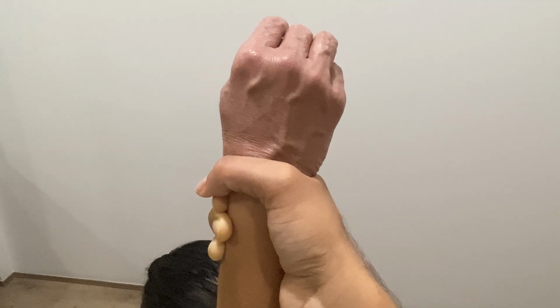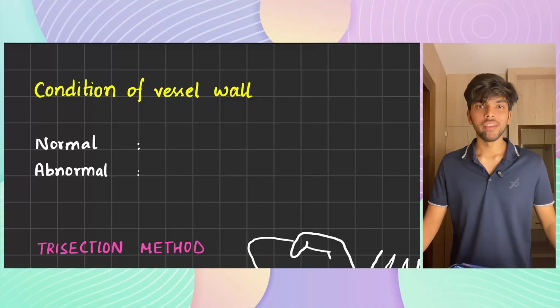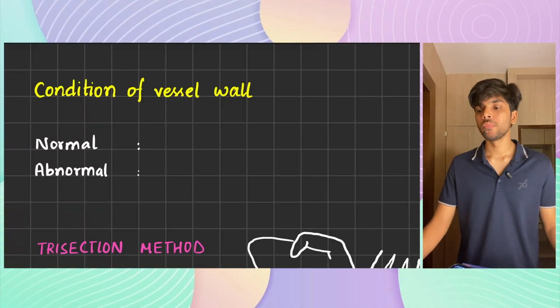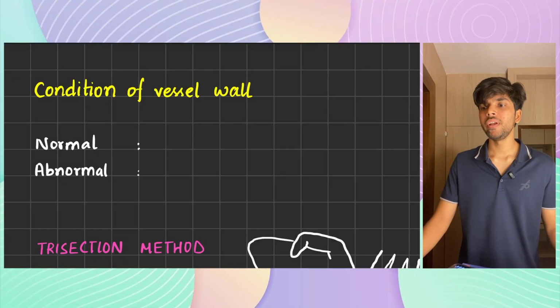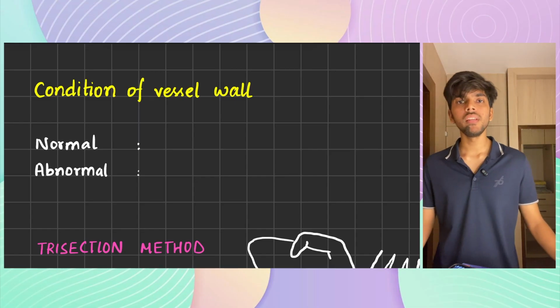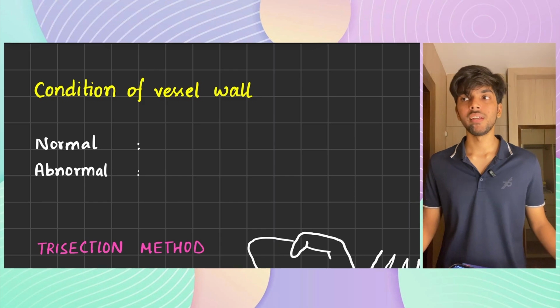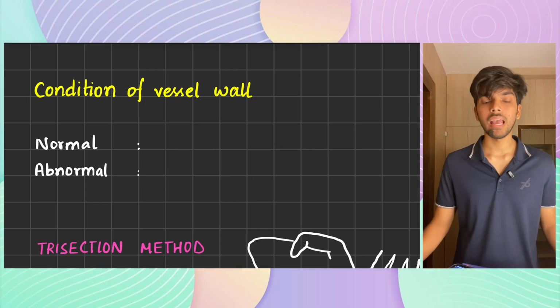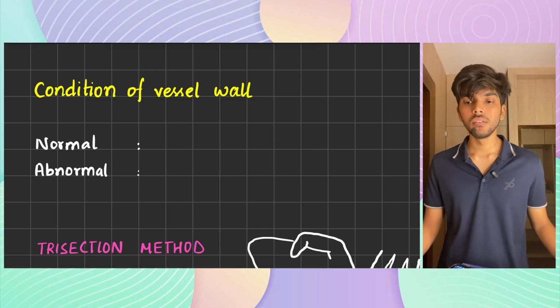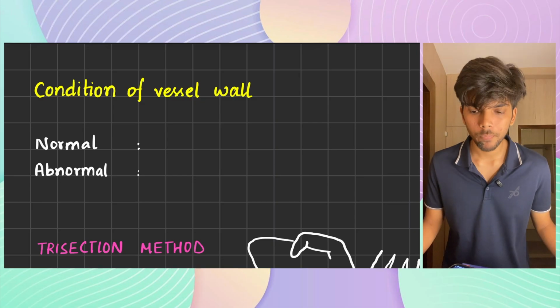And this is how you elicit water hammer pulse. Next is condition of basal wall. See, I've seen lots of medical students while mentioning the characteristics of pulse say that the pulse rate is this much, the rhythm is this, the volume is this, character is this, and the vessel wall is not palpable.